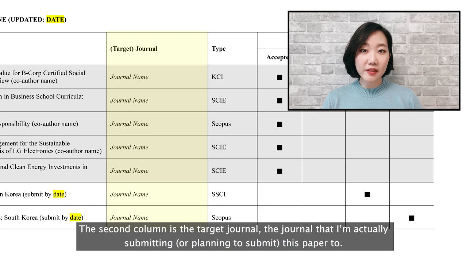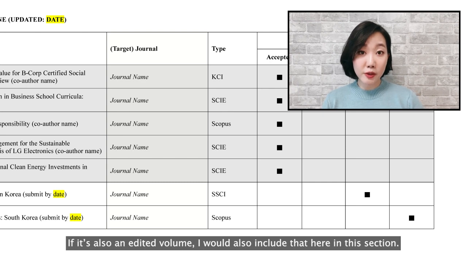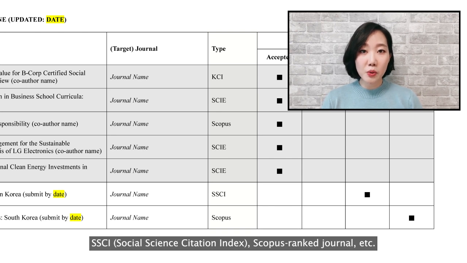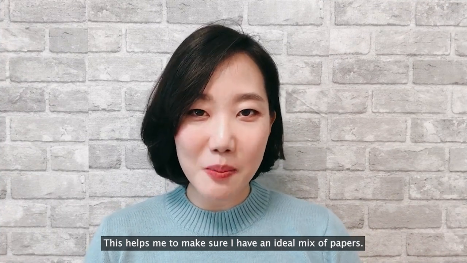So the second column is the target journal, the journal that I'm actually submitting or planning to submit this paper to. And this helps give an idea about the mix of journals that I'm submitting to. And perhaps if it's an edited volume, I would also include that here in this section. Next to the target journal, I would also include the type of publication that this is, especially in terms of indexes. So for example, if it's an SSCI or a Social Science Citation Index journal, or if it's a Scopus ranked journal and so forth. And again, this just helps me to make sure that I have an ideal mix of papers.